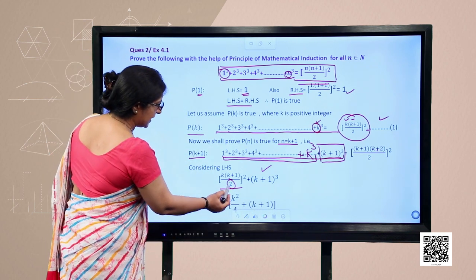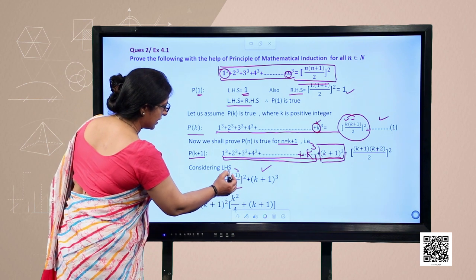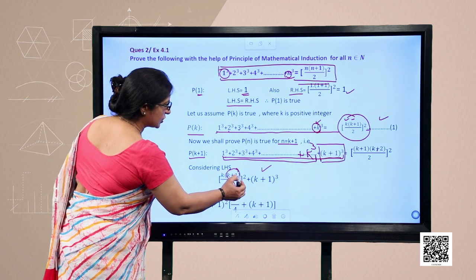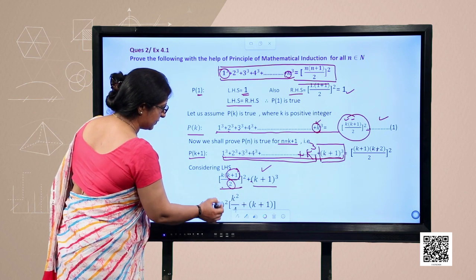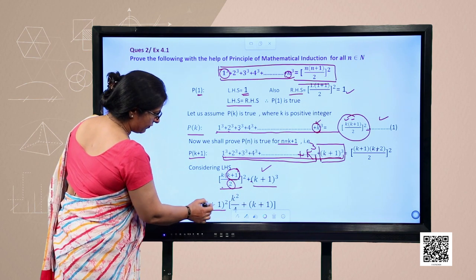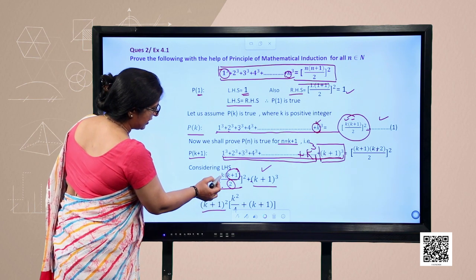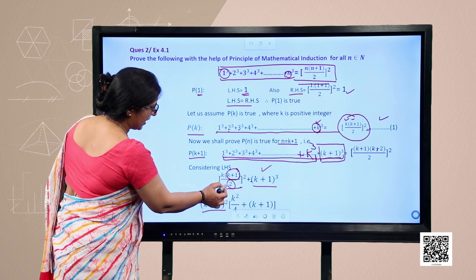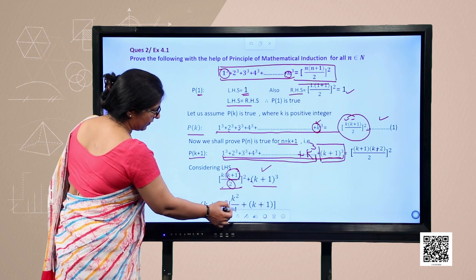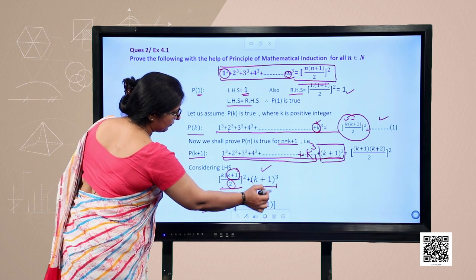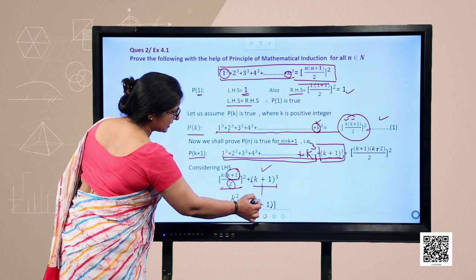Here you can see we have taken k plus 1 whole square common, which is there in both the terms, in this term as well as this term. Here we are left with k square by 4, because here 2 square will become 4, and here we are left with k plus 1 in this term.